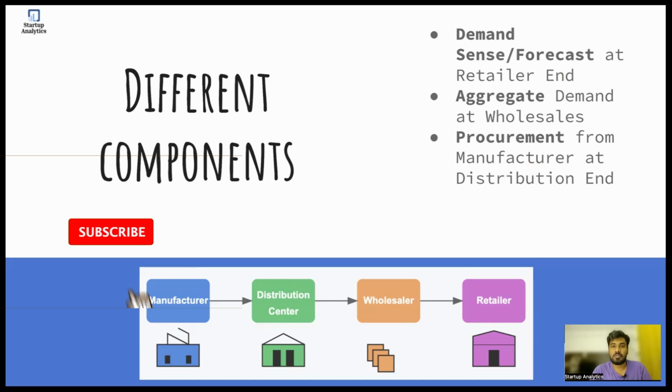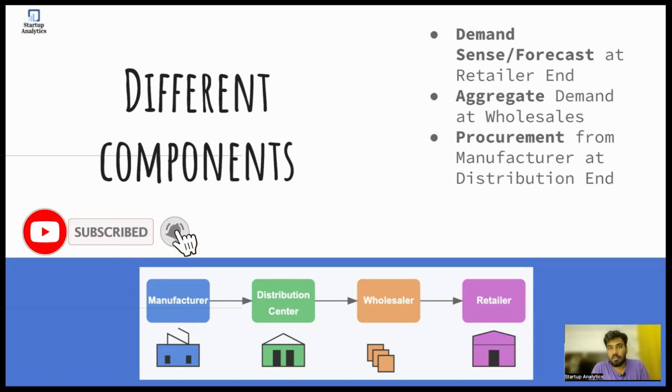What are the different components of a supply chain? So typically you have a manufacturer. This is the person who manufactures the goods, who owns the brand. Then you have something called a distribution center. Now, this distribution center could be at different levels for different states, cities. This is a place which typically procures, or this could also be owned by the manufacturer himself, where they have different distribution centers for different geographies.